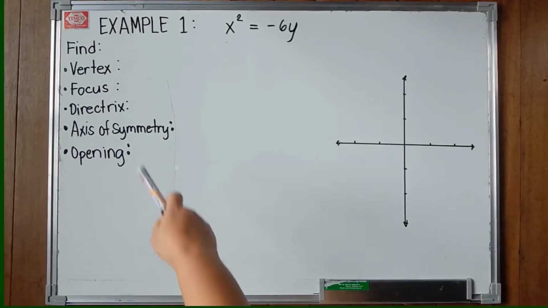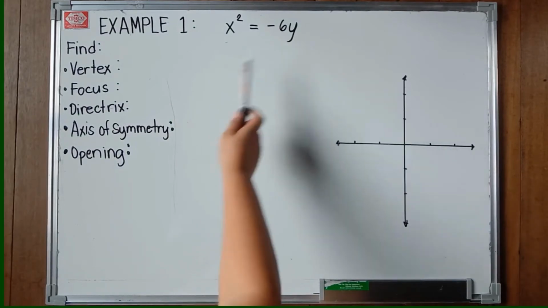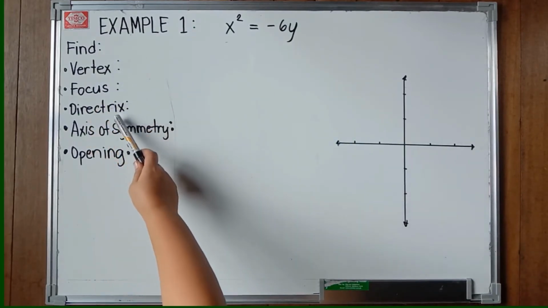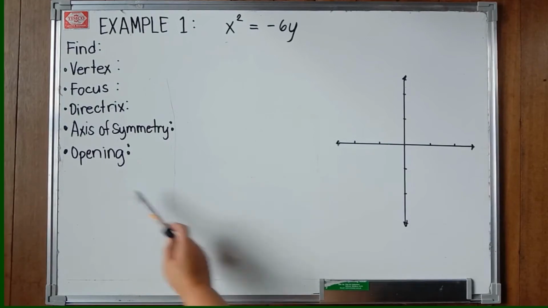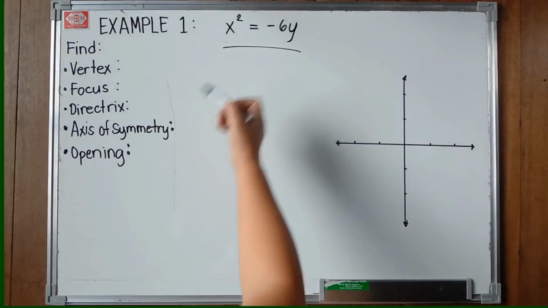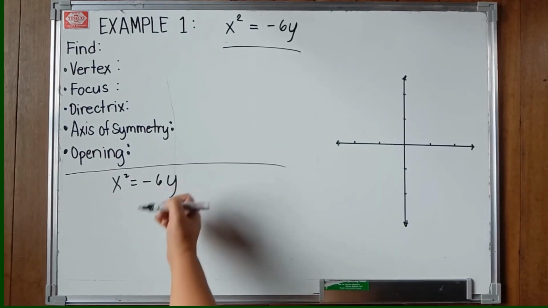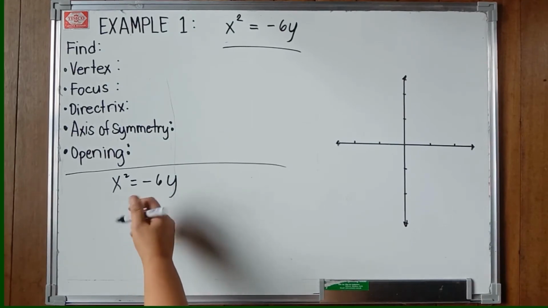Next is another example, example 1: x squared is equal to negative 6y. Find the vertex, focus, directrix, axis of symmetry, and the opening of the parabola. We will also graph it and interpret the results. So our given is x squared equal to negative 6y. From our formula, we can associate it.